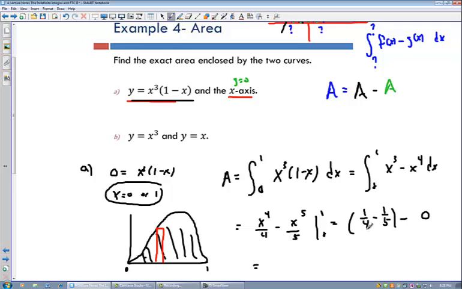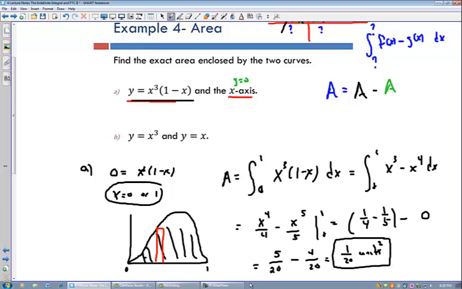And so this is equal to, I have to find a common denominator. So I multiply top and bottom by 5 for the first one, and then top and bottom by 4 for the second one. And I'm going to get 1 over 20 units squared. Because it's an area, I'll put units squared on it.